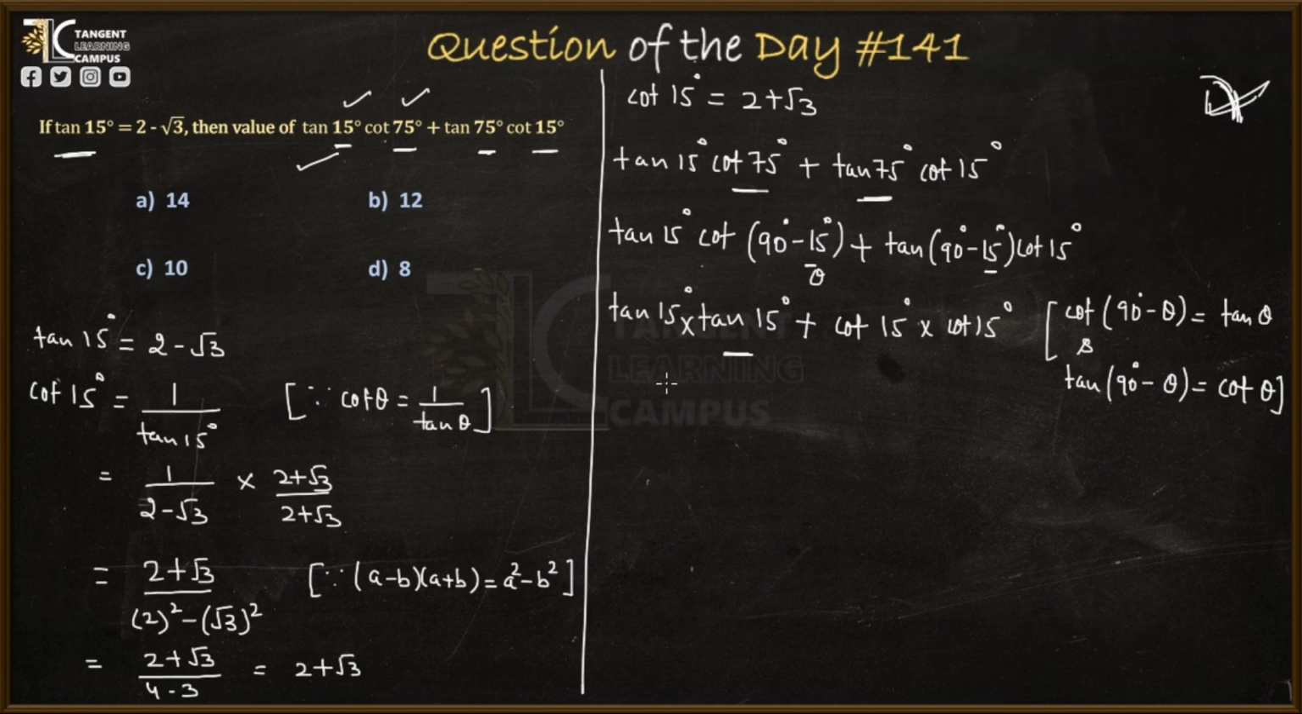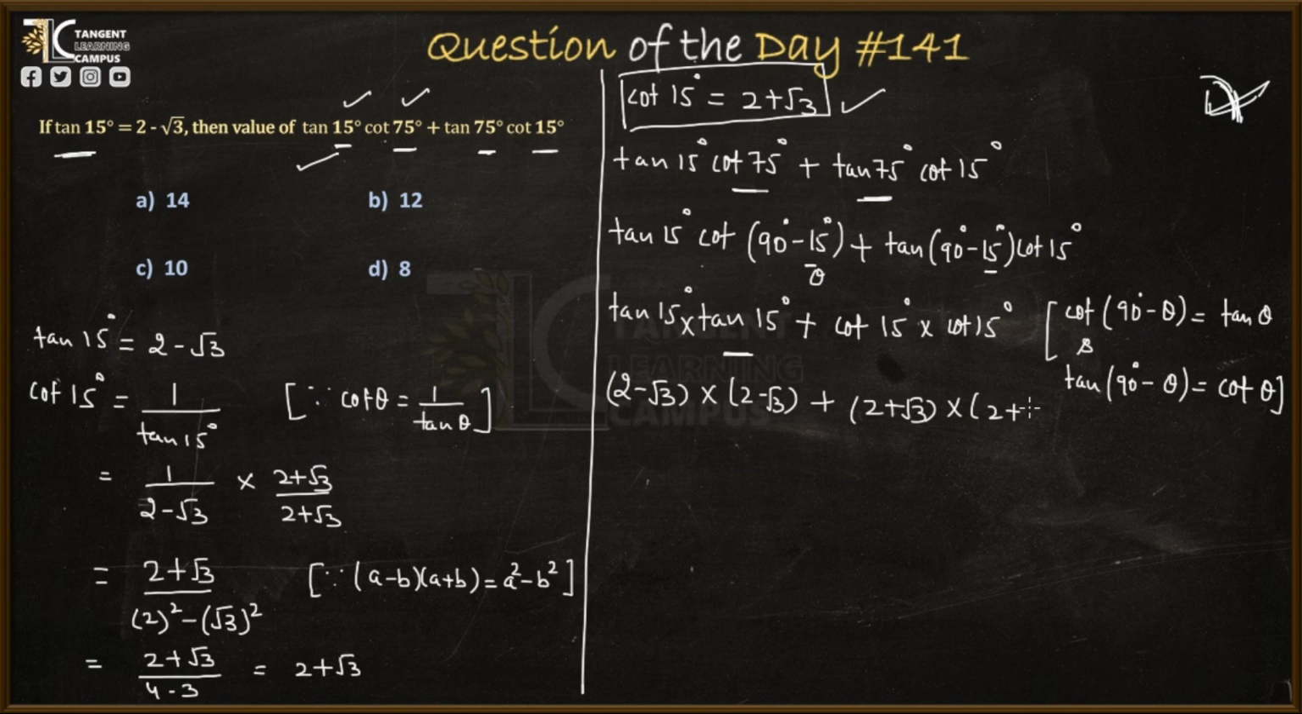So now we can put the values here. We have tan 15°, so we can put the value 2 − √3 multiplied by 2 − √3, plus we have found the value of cot 15°, this value we can put here, so (2 + √3) multiplied by (2 + √3), so that is basically (2 − √3)² + (2 + √3)².